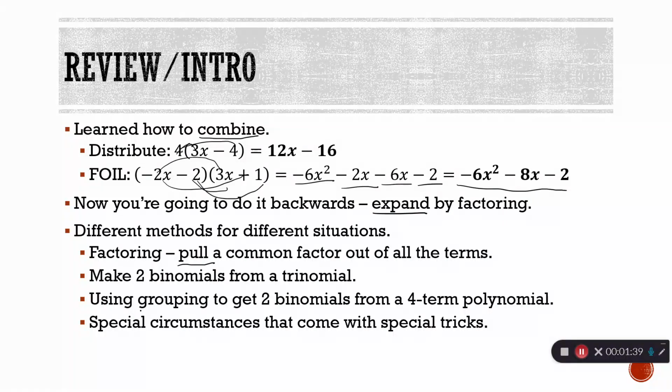And then you'll learn how to use grouping. This is when you're going to get 2 binomials from 4 terms. This is a 1, 2, 3 term. 4 term we have another one right here. And then you're going to learn the special, so you learned special circumstances before, and we'll learn how to undo them later.